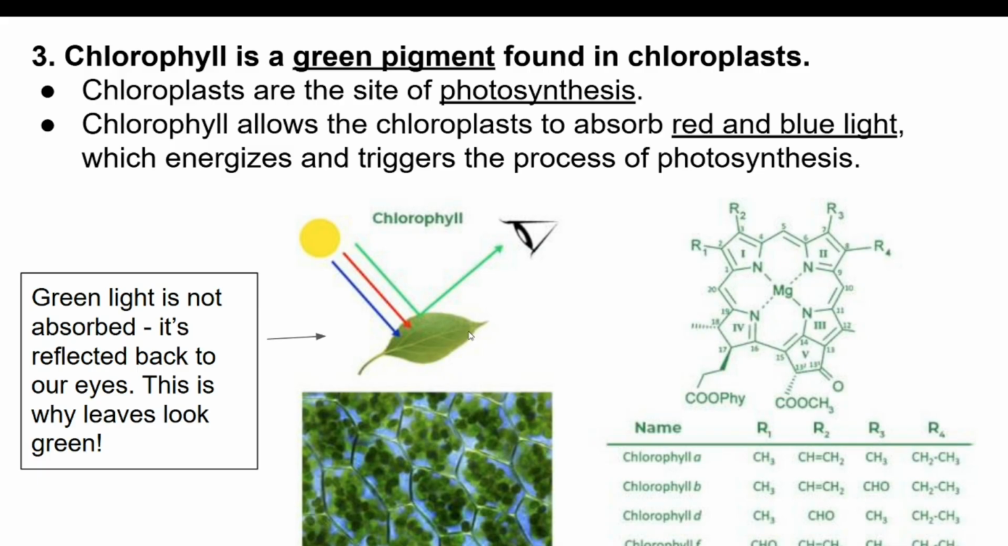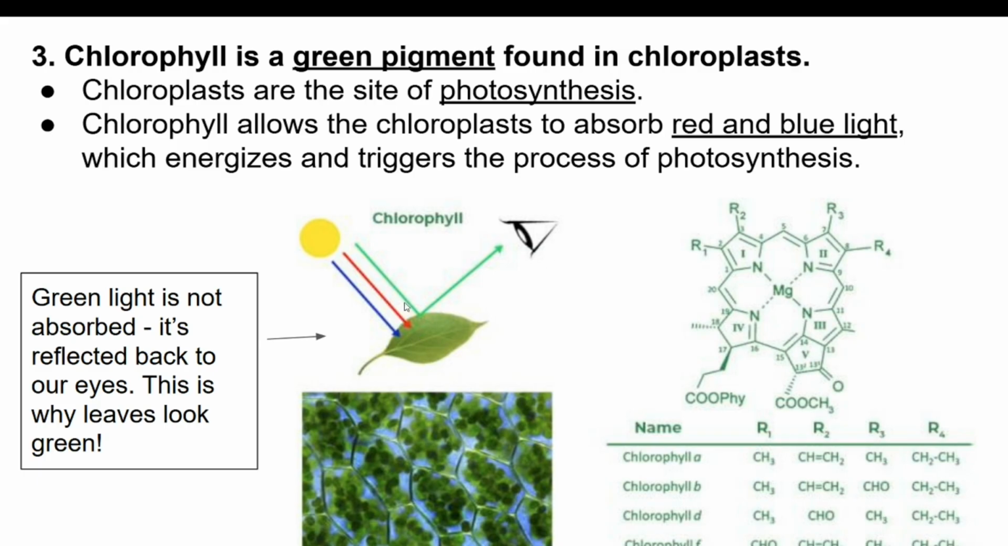Chlorophyll is a green pigment found in chloroplasts. What is a chloroplast? That's the organelle where we see photosynthesis. That's the site of photosynthesis. Chlorophyll is inside of it, and chlorophyll allows a chloroplast to absorb red and blue light very efficiently, which then energizes and triggers the process of photosynthesis. Green light is not absorbed, like I mentioned before. It is actually reflected off, and this is why we see plants as green.